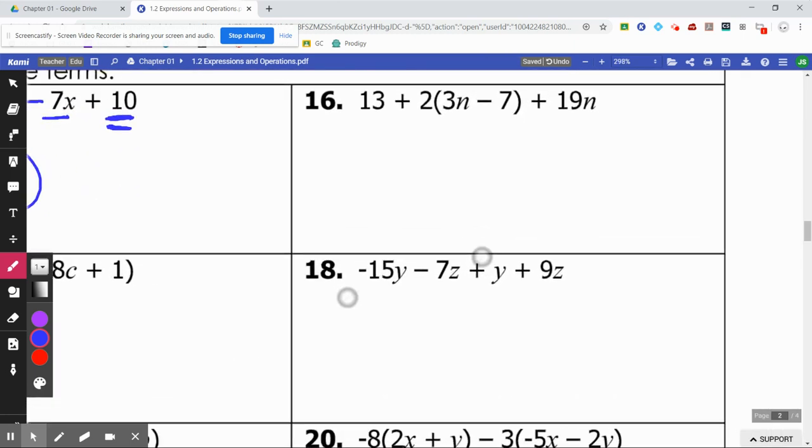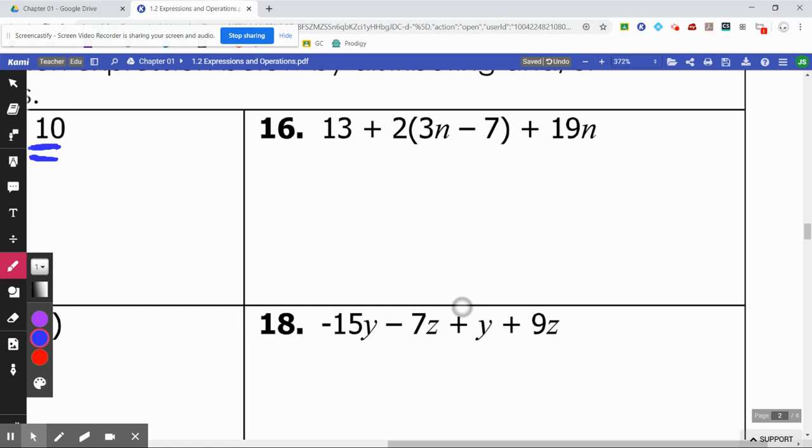Number 16, step number 1 here, we have some parentheses. So we're going to remove our parentheses, leave the 13, and we're distributing a positive 2. We're going to do positive 2 times both terms. Positive 2 times 3n is a positive 6n. That plus sign is necessary. A positive 2 times a negative 7 is a negative 14. Again, you have to put that minus sign. Bring down your plus 19n.